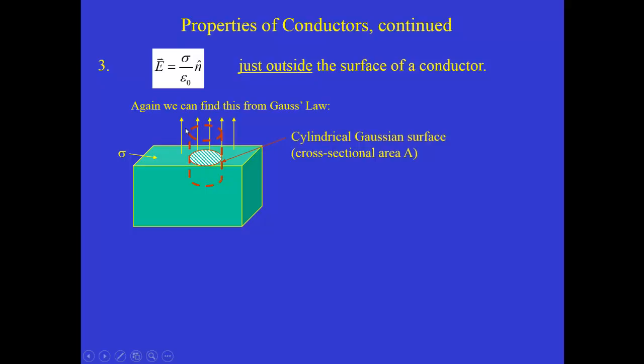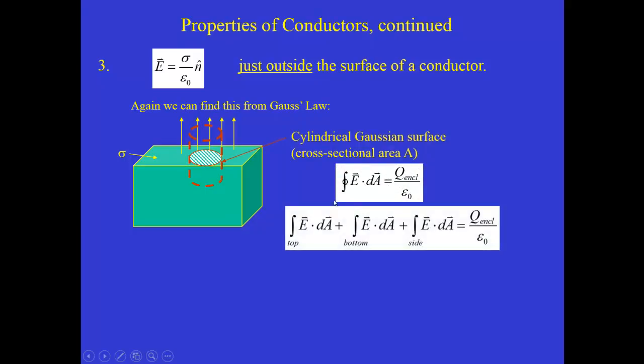And that cylinder is such that it's got a cross-sectional area A, which is the intersection of that Gaussian cylinder with the top surface of this conductor. Now apply Gauss's law for that Gaussian cylinder. We know, of course, a cylinder has a top surface, a bottom surface, and a curved side surface that wraps around. So the flux integral has three parts to it. The right-hand side, Q enclosed over epsilon 0.